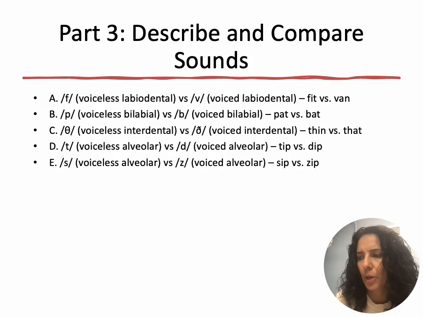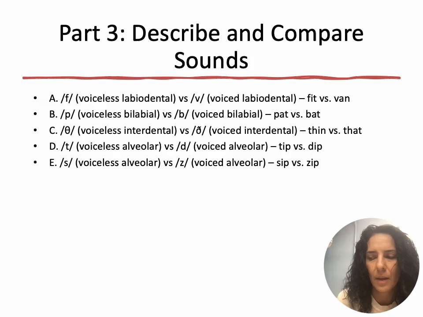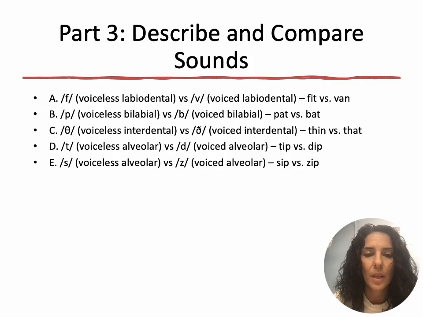The next one is part 3, describe and compare sounds. So you gave us the f, which is voiceless labiodental. And then you gave us the v, which is voiced labiodental. For example, in fit and in van. Then you gave us the p, which is voiceless bilabial, and then the b, which is voiced bilabial, pat versus bat.